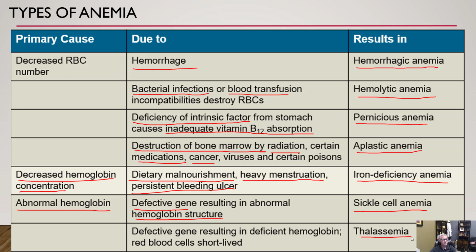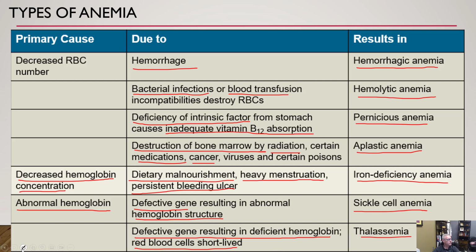Thalassemia. Thalassemia is seen more in the Greek population. It's also going to affect your hemoglobin where your red blood cells are very short-lived. Remember, your red blood cells live for about 120 days, which is about 4 months.